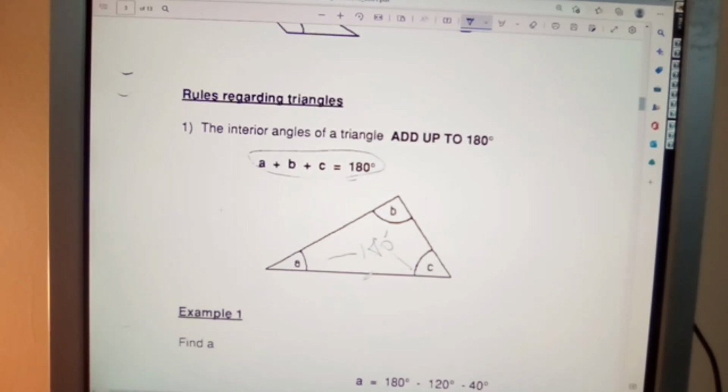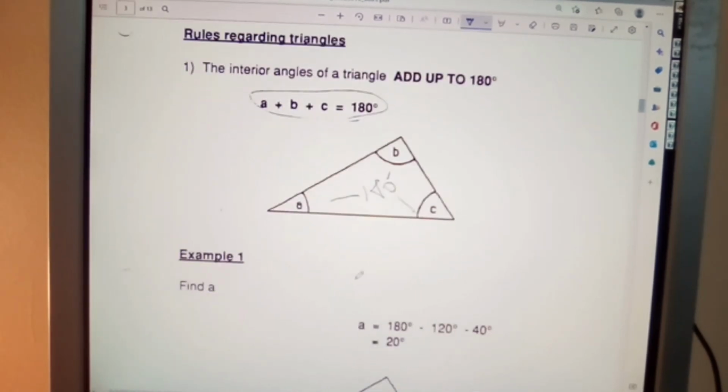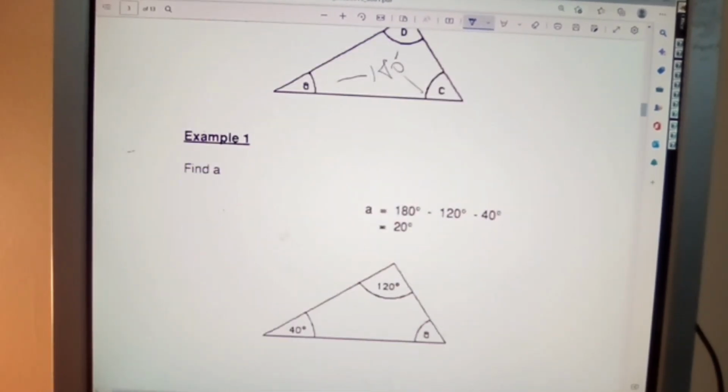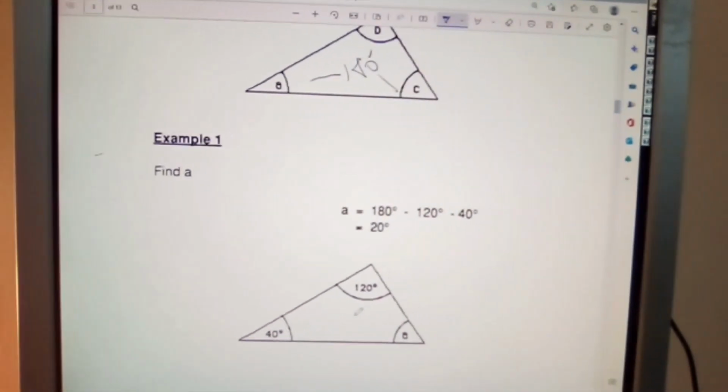Example. Find A. A equals 180 minus 120 minus 40, which equals 20 degrees. It equals 20 degrees because 40 plus 20 equals 60, and 60 plus 120 equals 180 degrees. So that is important to bear in mind and to remember.